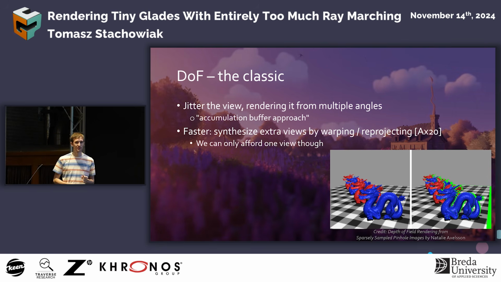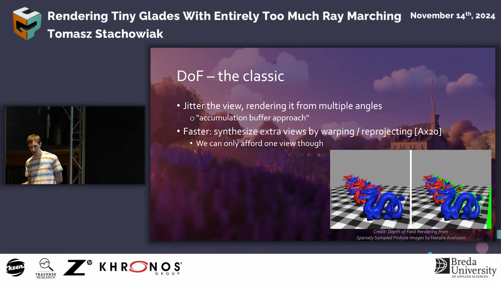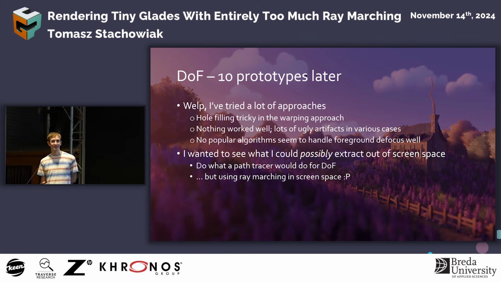And then we can also do it a bit quicker by synthesizing those additional viewpoints, by doing a parallax distortion on top of the image you have generated, and then filling in the detail. However, we can only generate one image, so our options are limited. We have to do pretty fancy reconstruction to do that. But I have tried a whole lot of things.